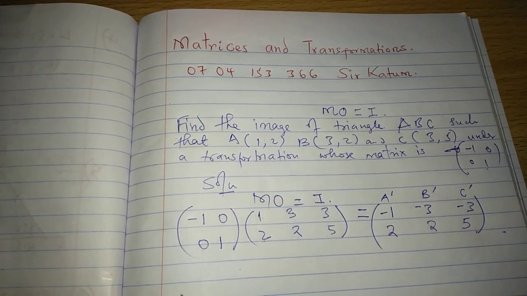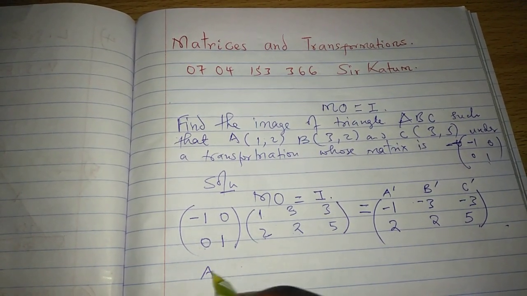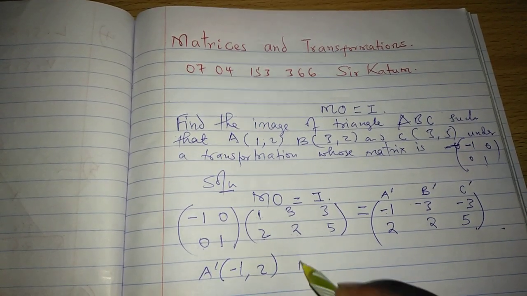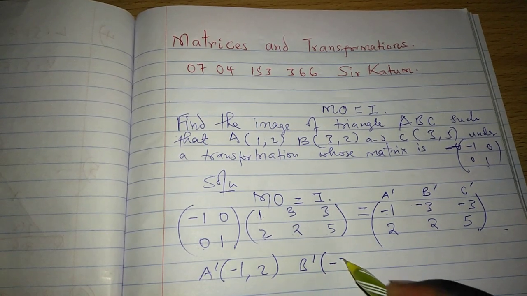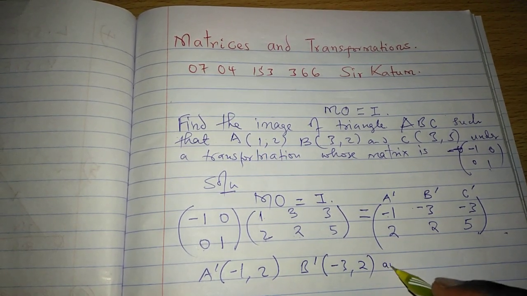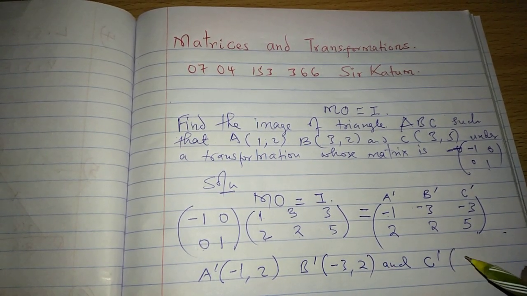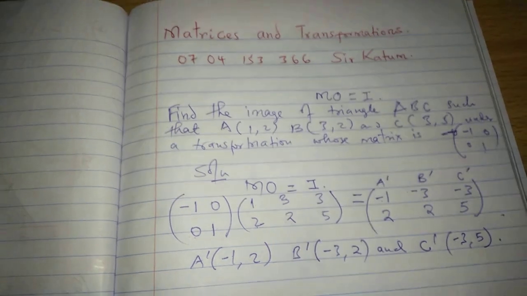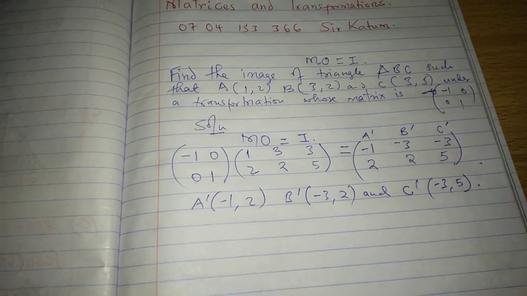Therefore, the coordinates A prime will be negative 1, 2. B prime will be negative 3, 2. And C prime will be negative 3, 5. So that is the image of this triangle.